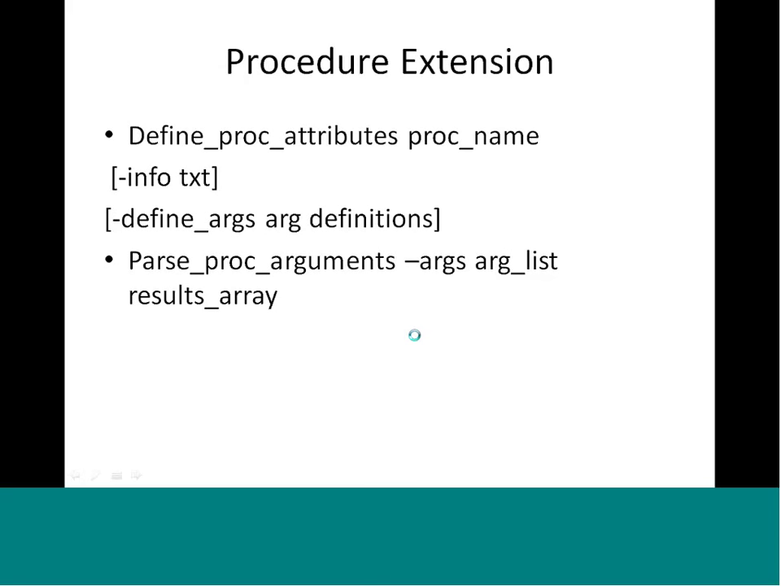Now the next one is parse proc arguments. The parse proc arguments command has an arg list as one of the arguments, and then a result array. The result array will contain the parsed arguments essentially, so that's stored in the result array. And the arg list is essentially a list of arguments that needs to be passed to the procedure.